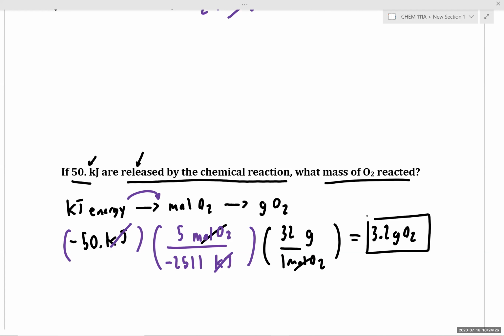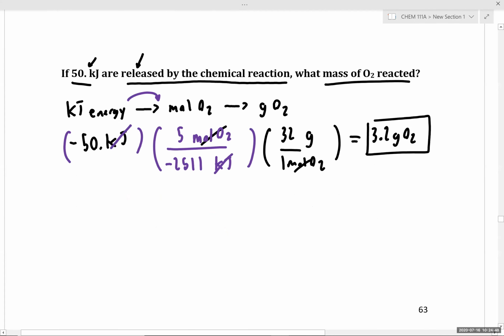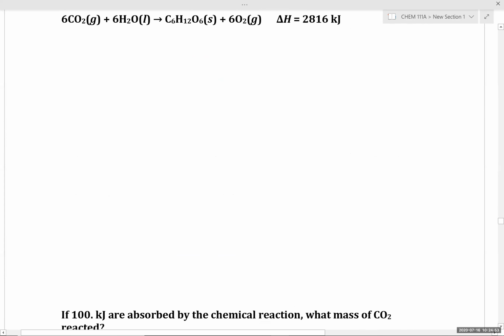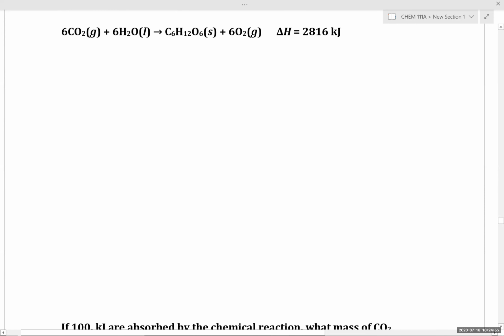Does this example make sense to everyone? The only thing that's new is we're beginning to use our chemical equation to convert between the energy absorbed or released by our reaction and the moles of a reactant or product that participates in that reaction. Okay, so let's look at the following reaction.